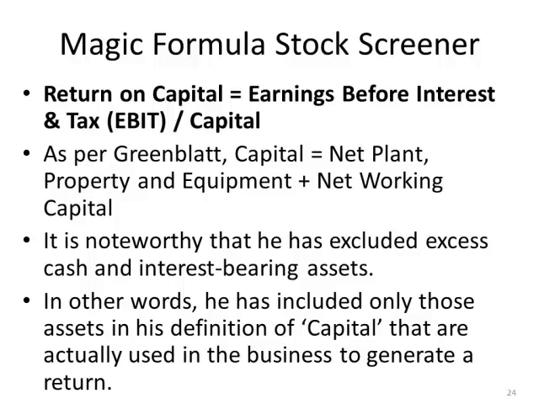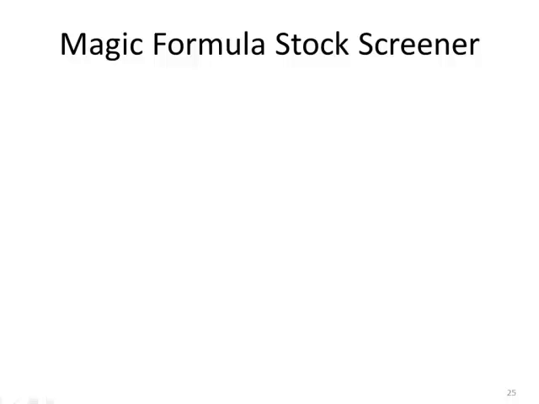Right, so when we're thinking about return on capital, we want to exclude capital that isn't actually used to generate the return in the first place. So if a company has excess cash, or interest-bearing assets, that's just like the company's savings in some way, and they're not actually using that in order to generate the return. So we'd want to exclude these things from the capital when we're calculating the return on capital. So that's the first thing to look at when we're trying to figure out what exactly is return on capital in this framework. Magic Formula Stock Screener.